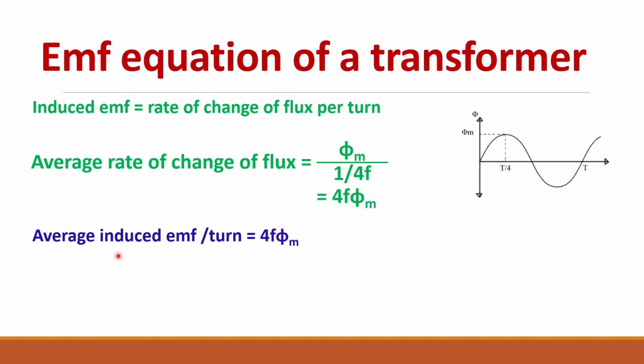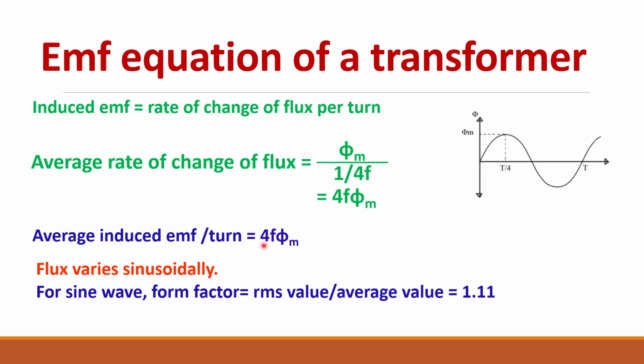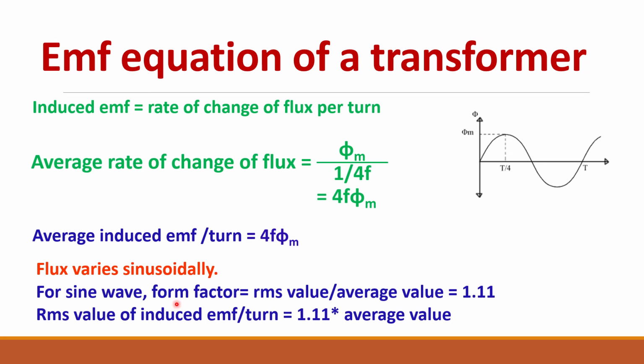Now the average induced EMF per turn is 4fΦm. This flux is varying sinusoidally. So for a sinusoidal quantity, the RMS value can be found from the form factor. The form factor is equal to RMS value by average value, which is equal to 1.11. It is a standard value for a sinusoidal quantity. So if you have a sine waveform, your form factor is always 1.11.